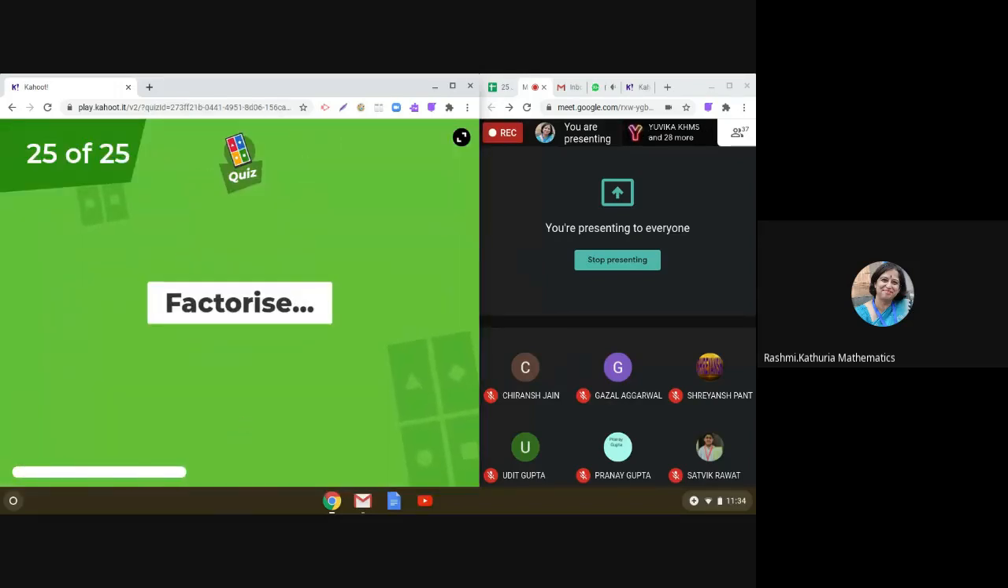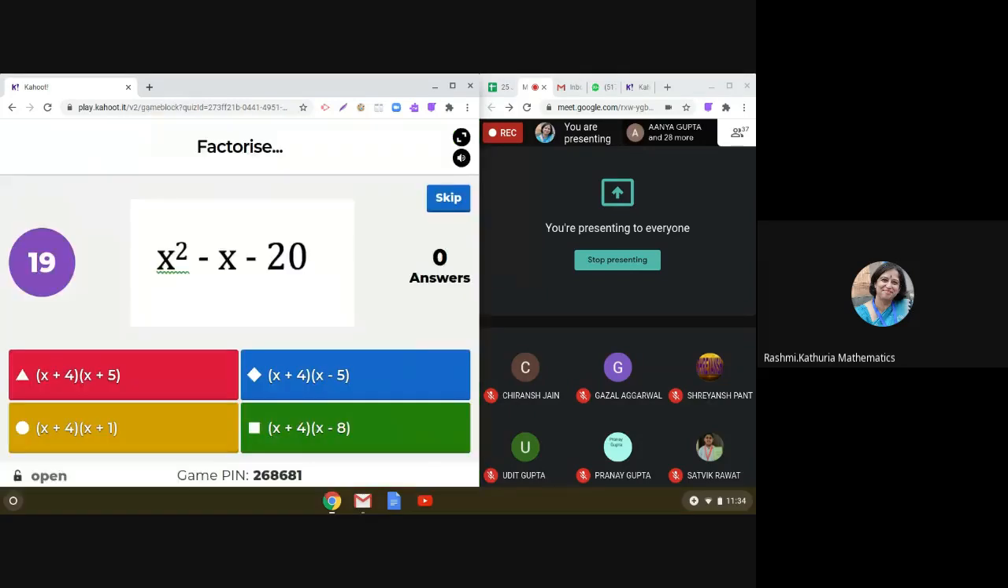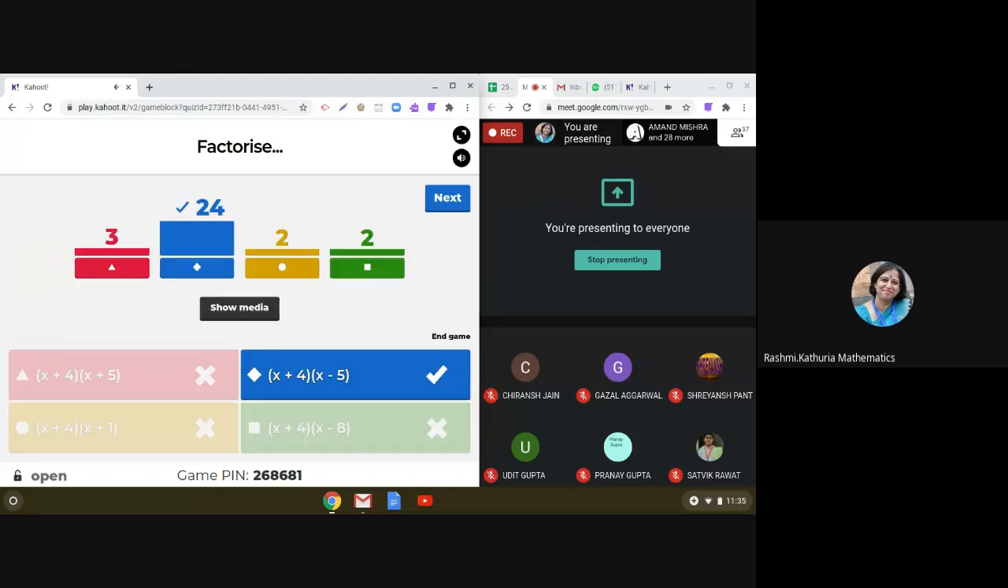Question number 25. Last question. Let me see. Fingers crossed. All the best to everyone. Now we will see the podium. Yes, it is x plus 4 into x minus 5.